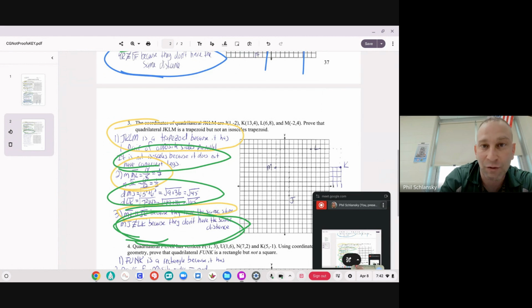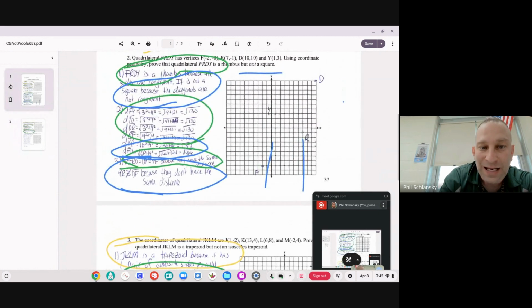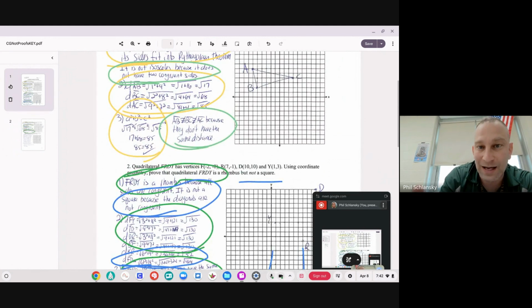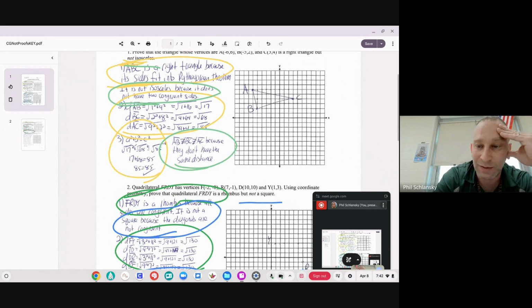There, the legs are not congruent because they don't have the same distance. Here, the diagonals are not congruent because they don't have the same distance. And here, it's not isosceles because the sides do not have the same distance.